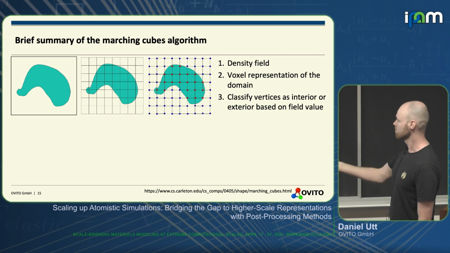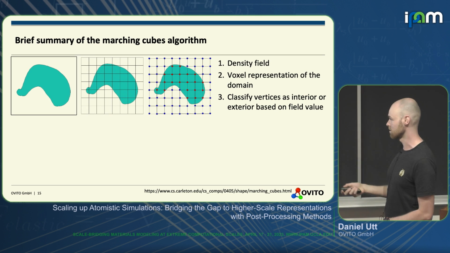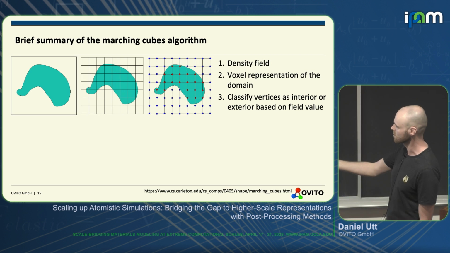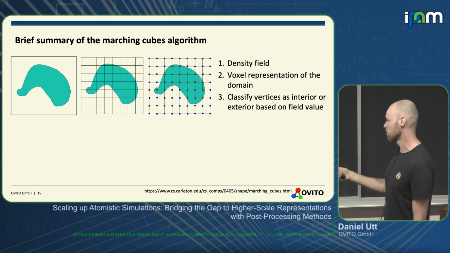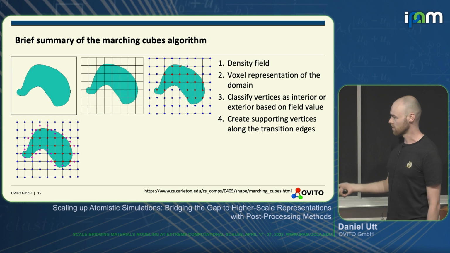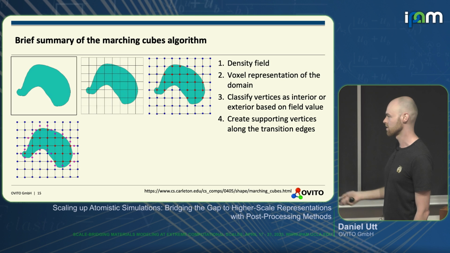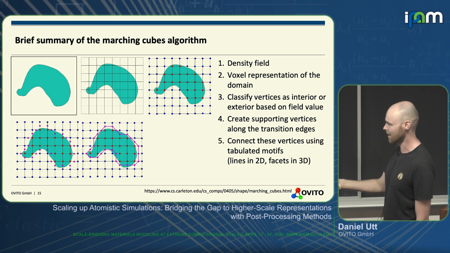When you do that, you get a classification where you have the field value at these corners, and then you can classify them as interior or exterior based on this field value. In this case, all the red points are inside, all the blue points are outside or exterior points. Now we want to reconstruct the blue shape just from these points. To do that, we add some supporting vertices along the transition edges. Every time you go from red to blue, you add a point in between. And then you connect these supporting vertices.